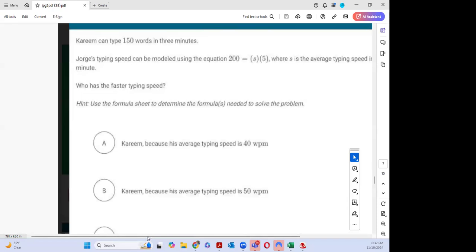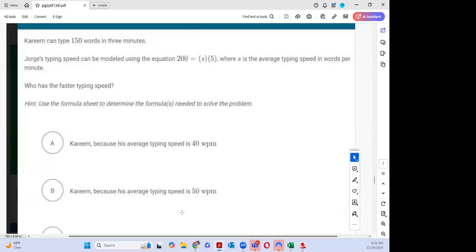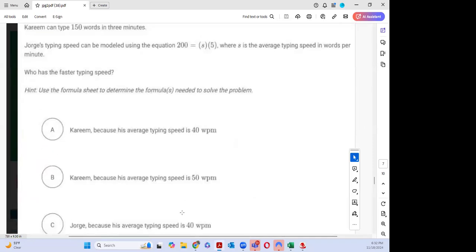Let's look at this one. Let me move this over. Kareem can type 150 words in 3 minutes. Jorge's typing speed can be modeled using the equation 200 equals 5s, where s is the average typing speed in words per minute. Who has the faster typing speed? Wow. How do we figure that out?